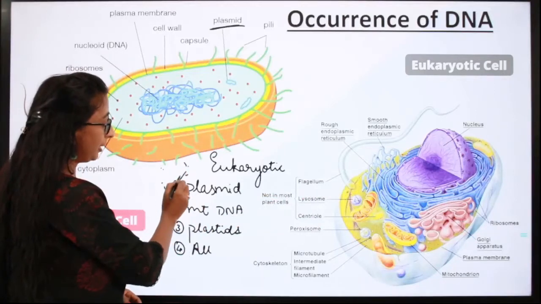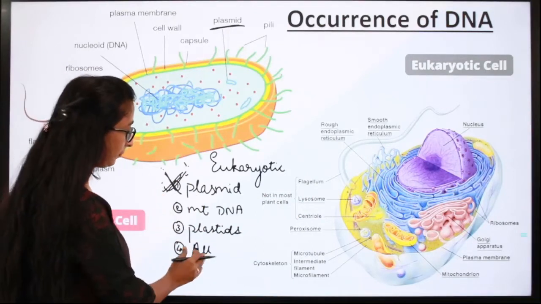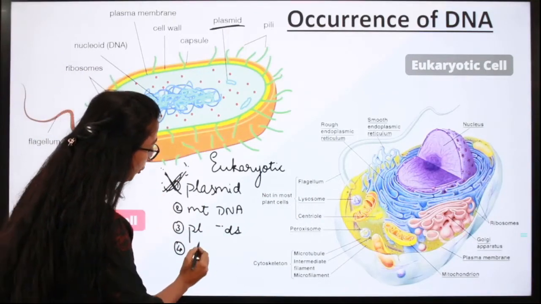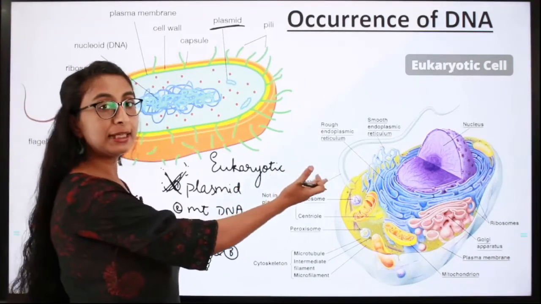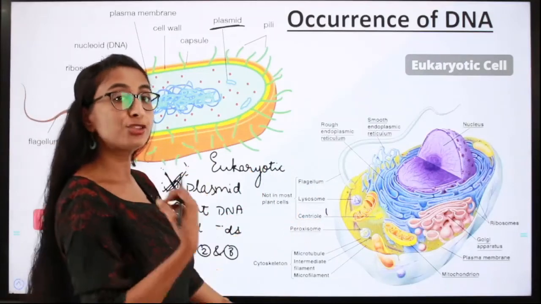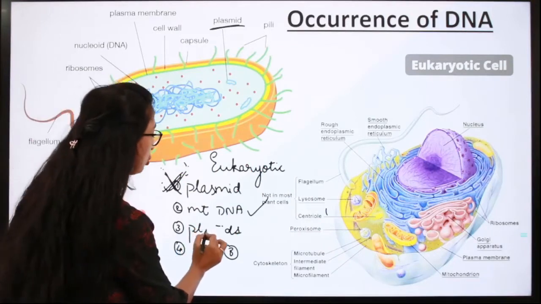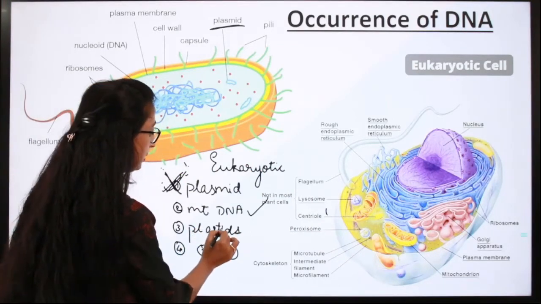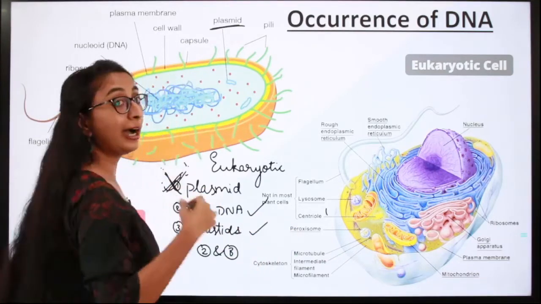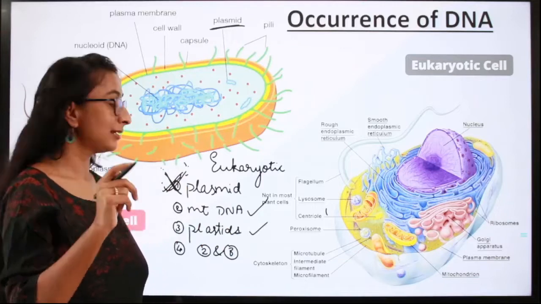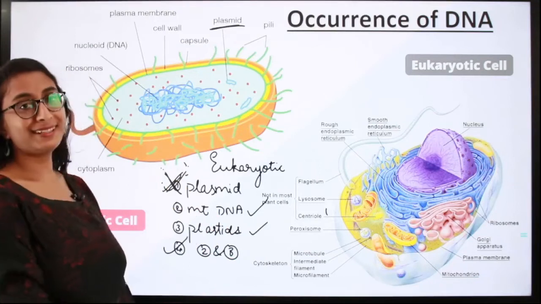It cannot be plasmid because plasmids are present only in prokaryotic cells. So here the right answer can be, say the 4th option, both 2 and 3. That is, here we know that in a eukaryotic cell, extra chromosomal DNA is present in mitochondria. So 2 is the right answer. And it is also present in plastids. Right? So second one is also right and third one is also right. However, you can have only one right answer. So the 4th option, which includes both of them, will be the right option over here.